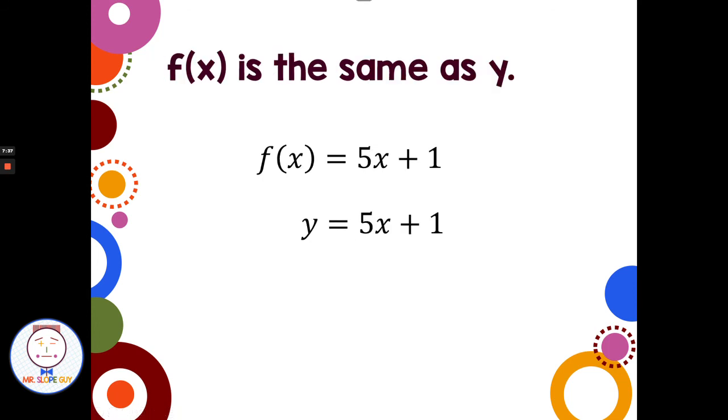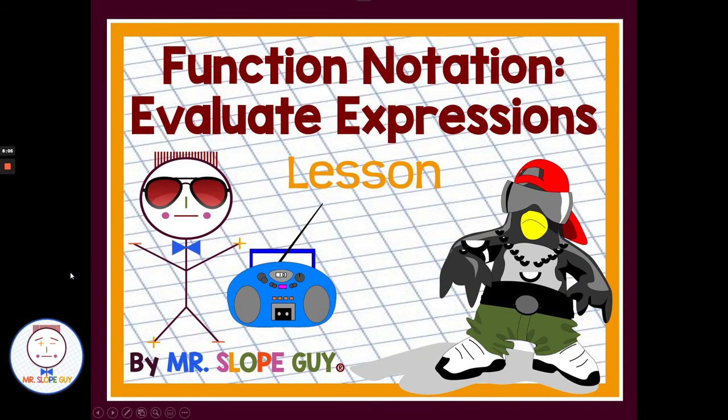So here is a little hint for you. f of x is the same as y. So remember, before we started using f of x, we used y for many years, right? So if it helps you to think of f of x as the same as y, particularly for graphing purposes, it is the same. f of x is the same as y. So like f of x equals 5x plus 1, we could think of that in slope-intercept form like y equals 5x plus 1. And I hope that helps you guys get started with function notation.